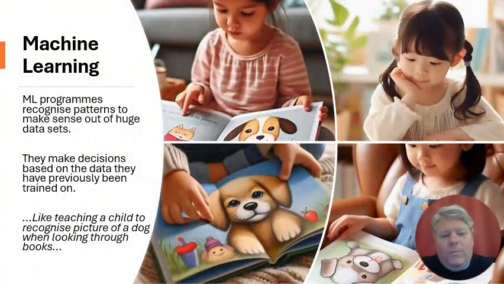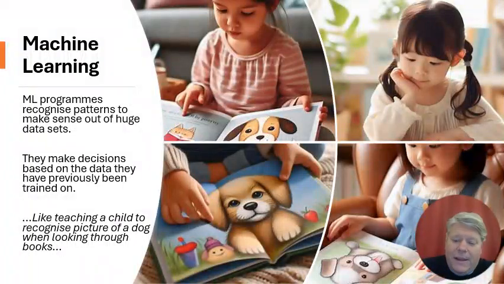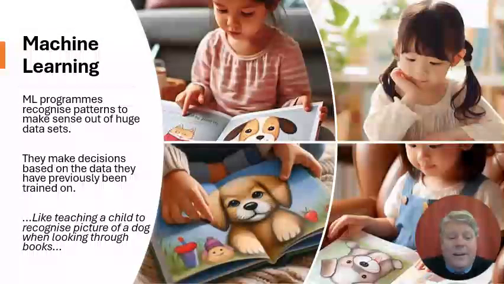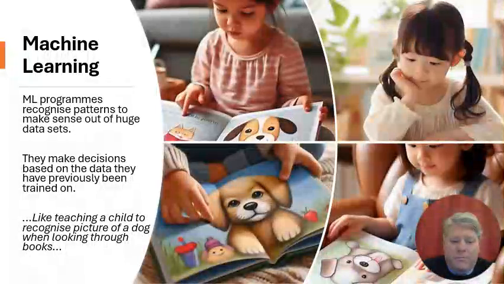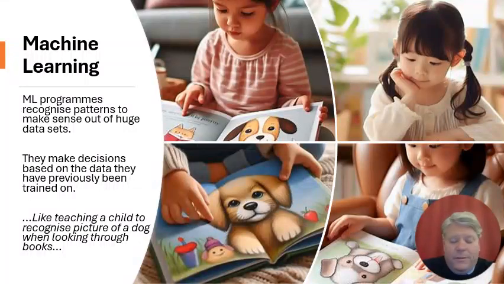So, what is machine learning, or ML as it's frequently abbreviated? Machine learning sets out to discover and recognize patterns in large sets of data. And then it makes decisions based on previously agreed algorithms on the patterns that it sees. Think of it, if you will, like teaching a child to recognize a dog when looking through picture books. There are lots of animals in these picture books, and it's seen lots of images of dogs before. So when it sees the next image of a dog, it can recognize a dog. That's a dog. Okay.